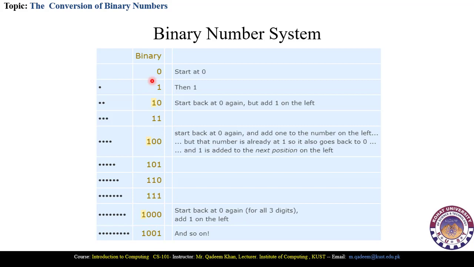So these are different binary number representations. Here you can see that this starts back at 0 again, and then we add 1 to the number on the left. But the number there is already 1, so it also goes back to 0, and 1 is added to the next position to the left. Similarly, here you can see that it starts with 0, and for all 3 digits 1 is added to the left, and so on. So when this number is incremented, we add 1 here, and when that 1 is incremented, it is converted to 1 0. This is the incrementation of the binary number system in computer concepts.